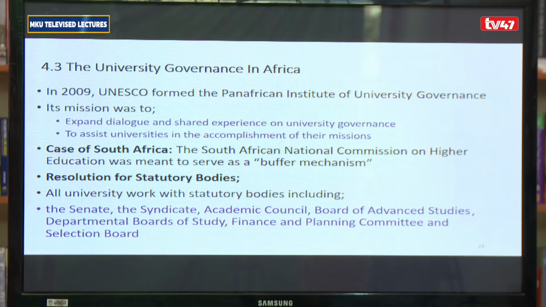The same goes down. You can see it is still the whole thing. And we have different cases here. Remember, we said it's about Africa, and I have given a case of South Africa, how it is actually governed. And it's just good to look at these bodies. You can see, for example, here, all the universities work with statutory bodies that include the Senate, the Syndicate, Academic Council, Board of Advanced Studies, Department Boards of Study, Financing and Planning Committees, and Selection Board. So all this is exactly what I'm talking about.